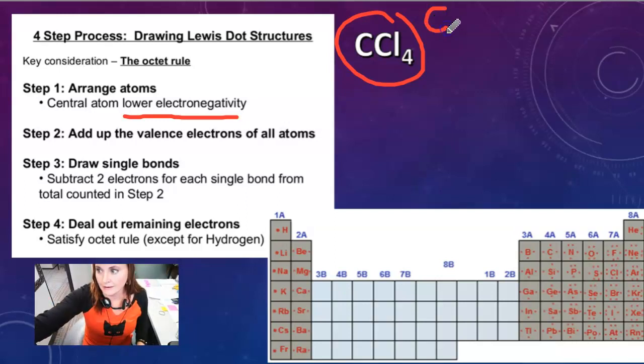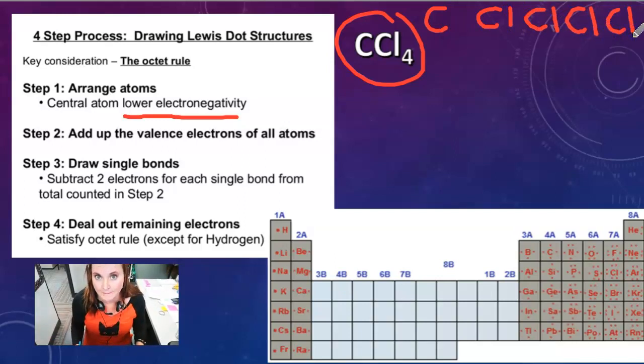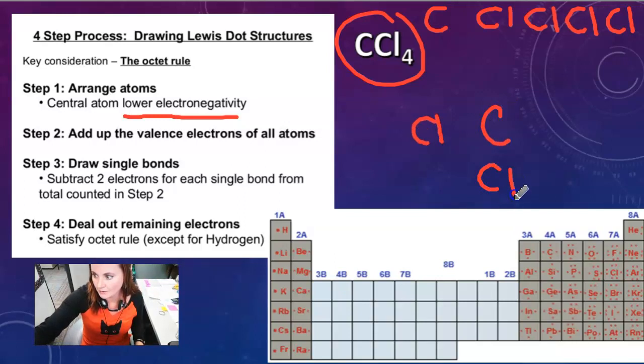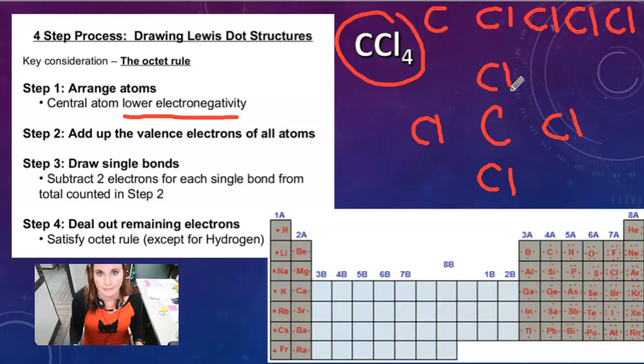You've got 5 atoms here. You've got a carbon and 4 chlorines. Remember that that little subscript tells you how many you have of that element. 1 carbon, 4 chlorines. If I look at those 2 elements here, carbon's here, fluorine is here. So the central atom is the furthest away from fluorine, which is carbon. So I'll write carbon in the middle, and I'm going to surround it with my 4 chlorines. Okay? So that's the first step.